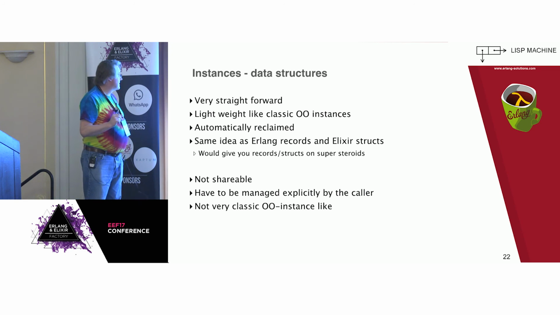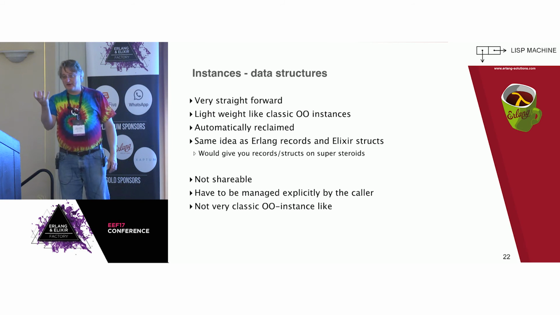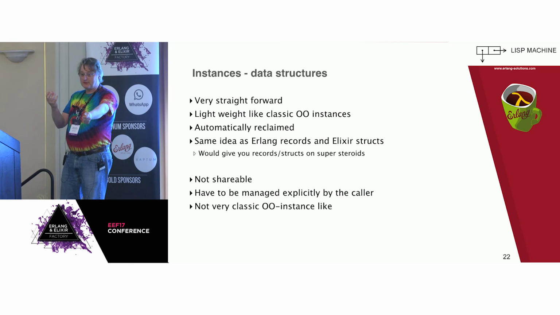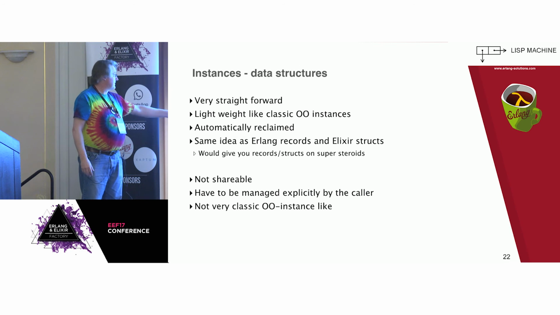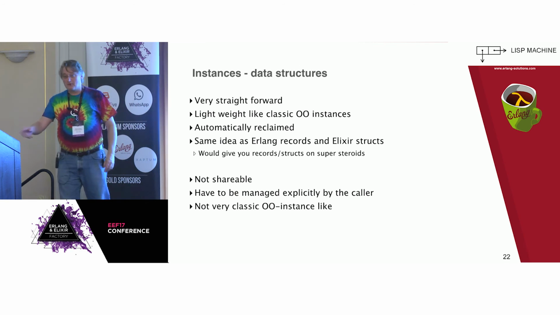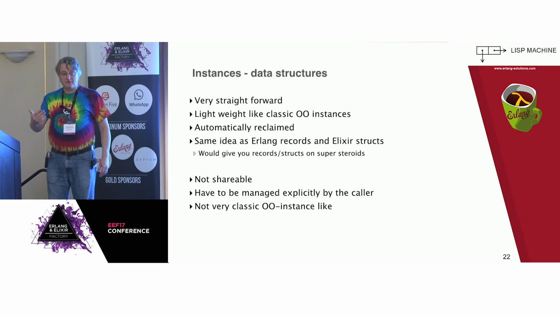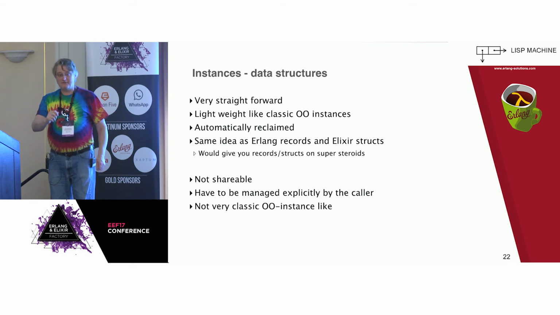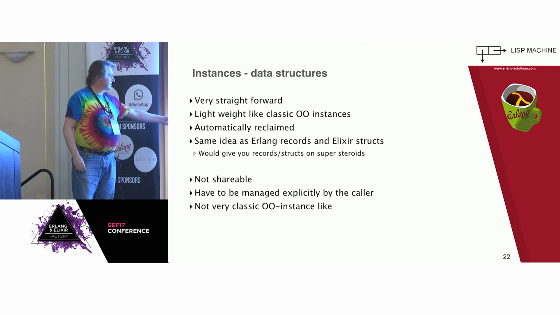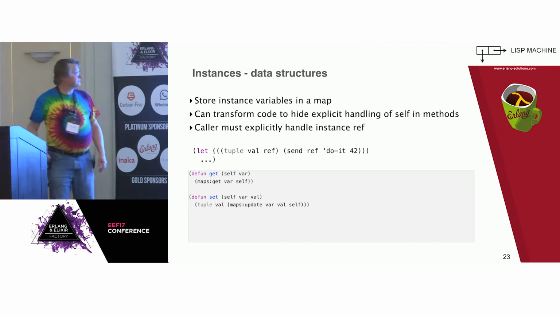But unfortunately, it's not shareable. I have this thing, and I can't give it to someone else. Well, I can, but if they do things with it, I'll never see the results. It's just an Erlang data structure. I have to manage it explicitly: the caller has to pass it into the method call. That's no problem, but when it gets back from the method call, it's going to get both the return value of the method and the updated instance. So I have to carry these things around with me. It's not very classic OO instance-like, but it's easy to do.